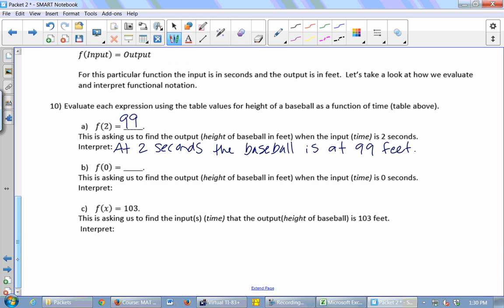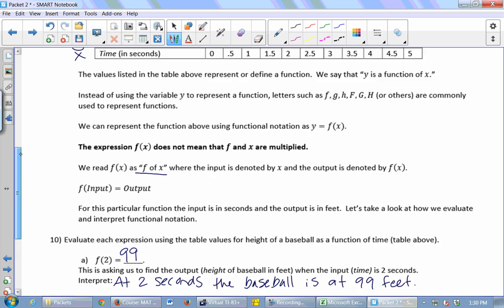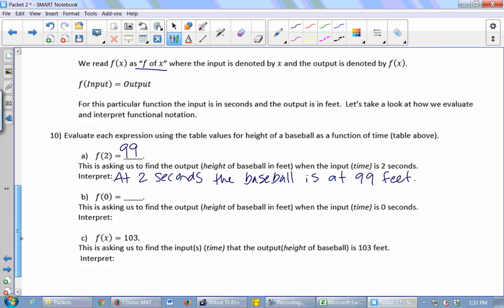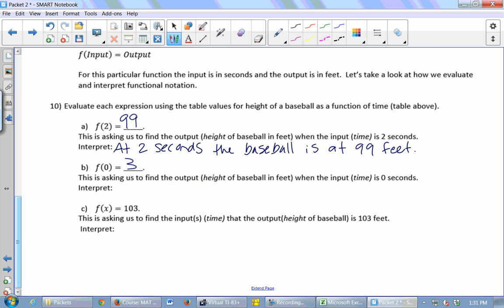All right, what's f of 0 equal? 3. Yep, we just go to the table, we find 0 for the time, for the input, and it's 3 feet. So this says that at time 0, which is probably the moment we let go of the baseball, right? At time 0, the baseball was 3 feet off the ground. So it's probably like a child throwing the baseball up, released it at 3 feet high.